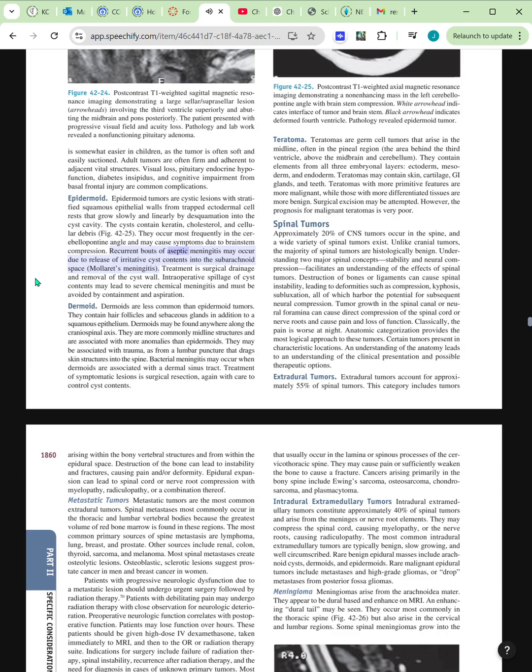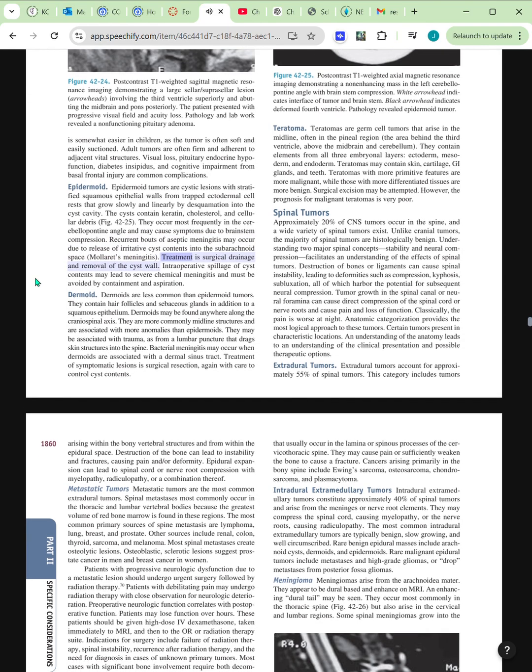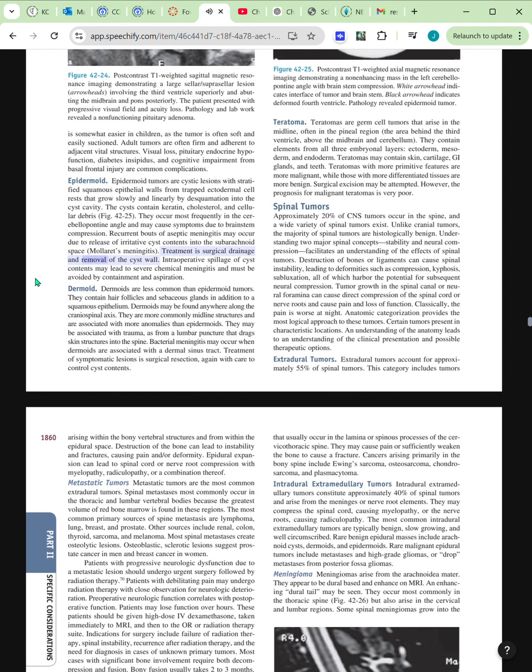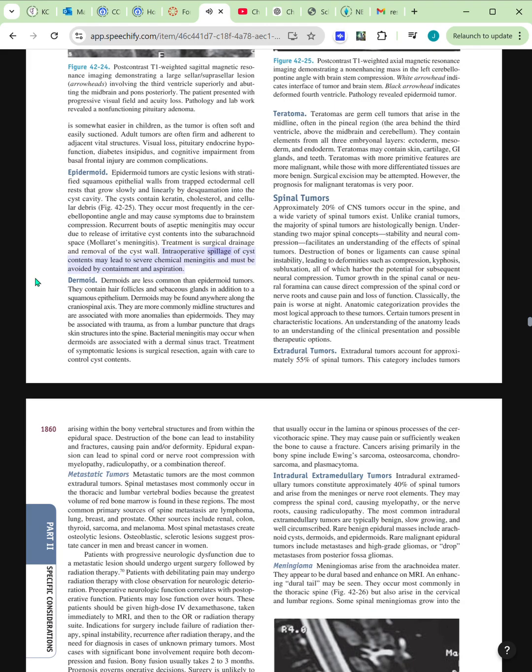Recurrent bouts of aseptic meningitis may occur due to release of irritative cyst contents into the subarachnoid space, Mollaret meningitis. Treatment is surgical drainage and removal of the cyst wall. Intraoperative spillage of cyst contents may lead to severe chemical meningitis and must be avoided by containment and aspiration.